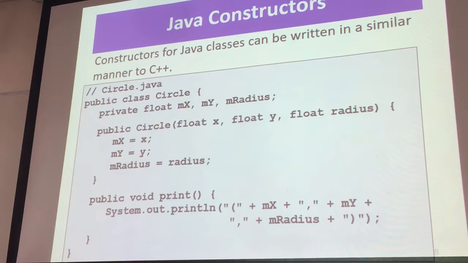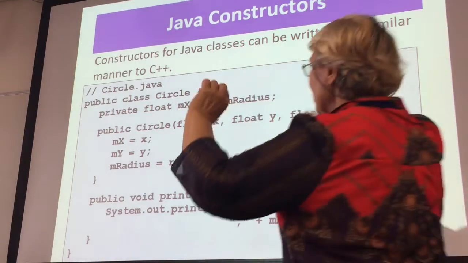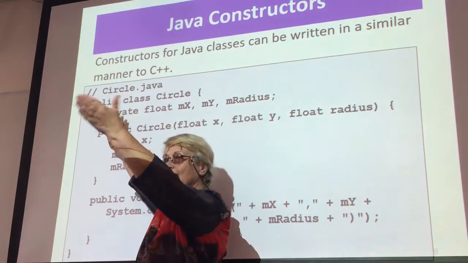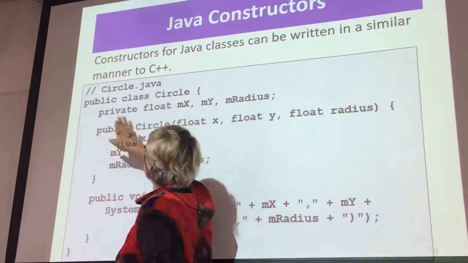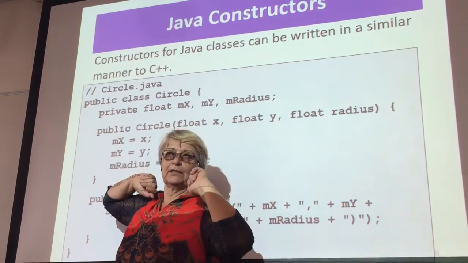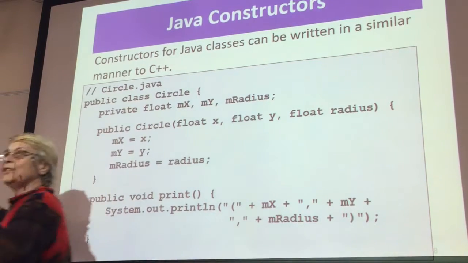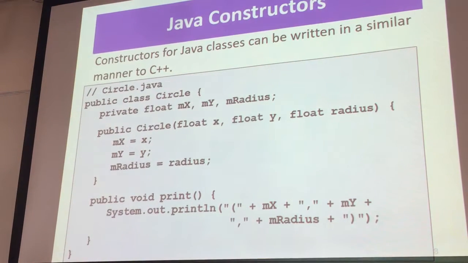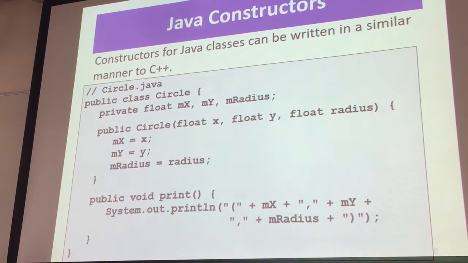They can be overloaded, which is not exemplified here. It's a special method, no return type like in C++, correct? The name is the name of the class, like in C++, right? So there are similarities, but you will see there are differences.